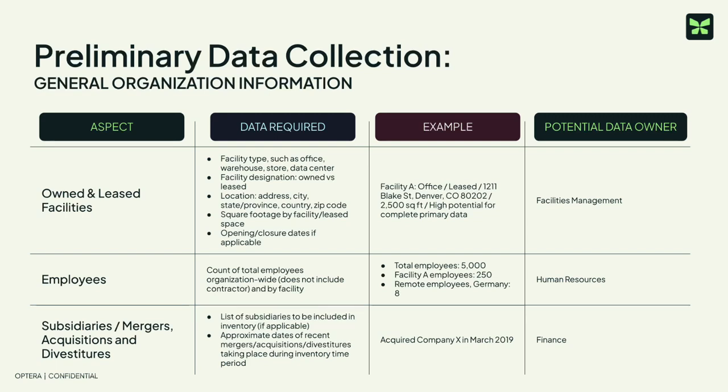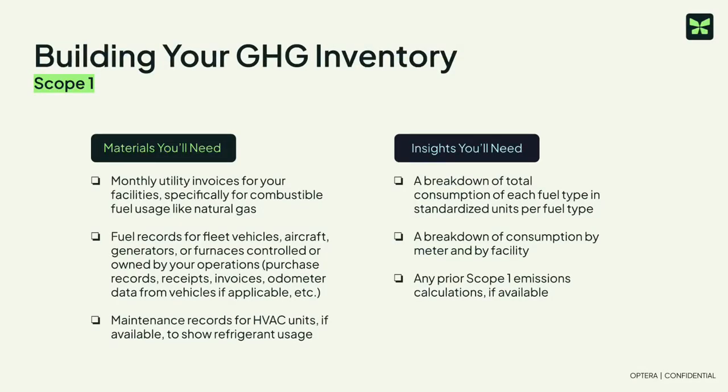With this key information identified, let's briefly review where an organization could find the data to build an emissions inventory. We'll break this down according to the three emission scopes. To inventory Scope 1 emissions, there's a few things you'll need. Monthly utility invoices for your facilities, specifically for combustible fuel usage like natural gas.